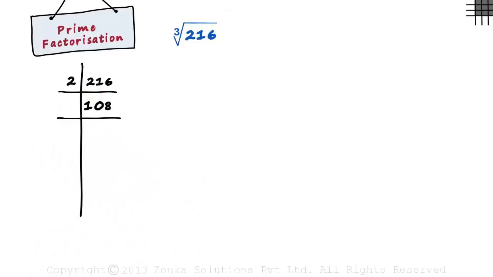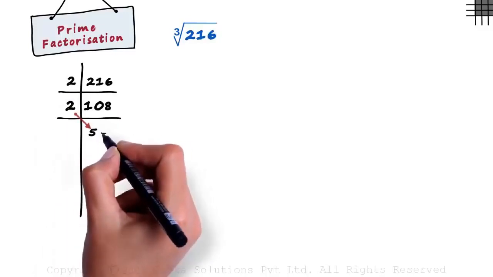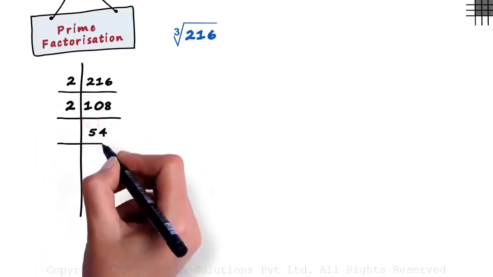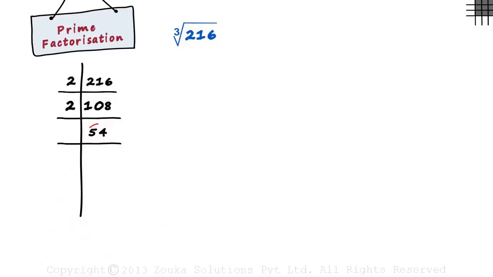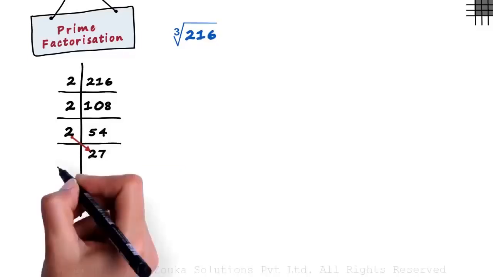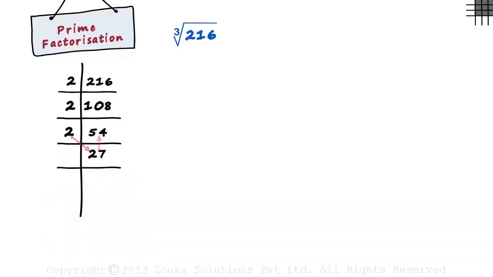We think of a prime factor that is a factor of 108. Well, 108 is also divisible by 2, and 2 multiplied by 54 gives us 108. Again, since 2 is a factor of 54, we write 2 here and write 27 here, as 2 multiplied by 27 equals 54. We stop when we get a prime number here. 27 is not a prime number, and hence we continue with the same process.